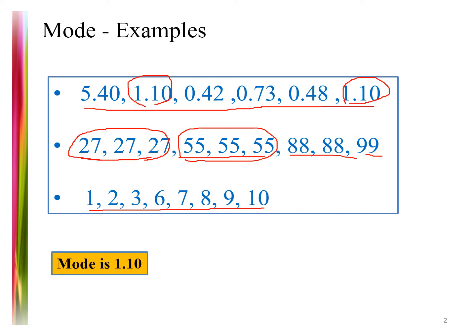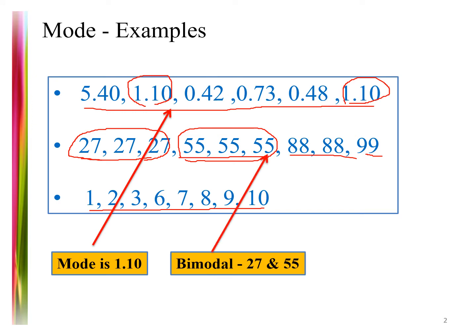So the first one has mode 1.10, the second one is bimodal with two mode values 27 and 55, and the last one has no mode. So usually a data set may contain one mode value, or two or more mode values, or sometimes no mode is also possible.